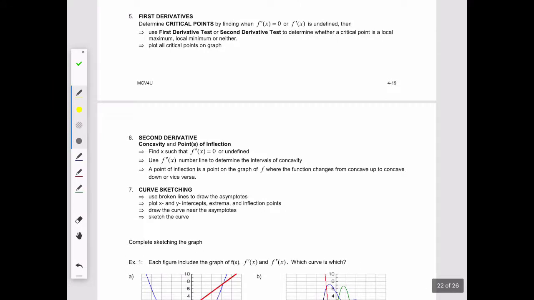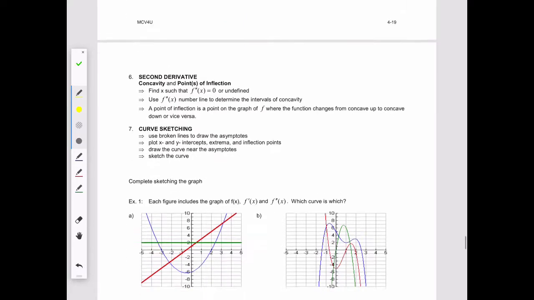We've done first derivative set equal to 0, and when we do that, we actually get something like this. So critical points. So critical points define when f prime of x equals 0 or f prime of x is undefined. Then we can use our first derivative test and or our second derivative test, or a combination of, to determine if the critical points are max, min, or neither. Then we'd actually plot them all.